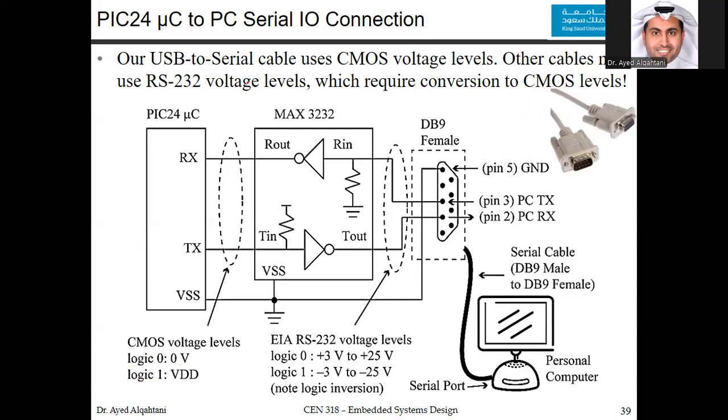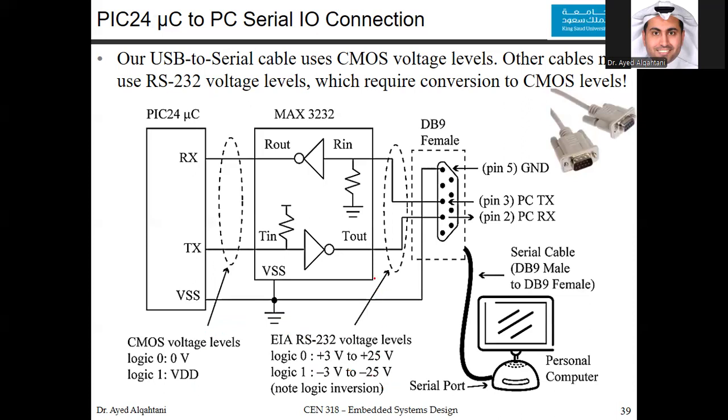The RS-232 voltage level is something different, so you need to convert between this and that. For the RS-232 voltage level, logic 0 is considered from plus 3 volts to plus 25 volts, while logic 1 has a negative value from minus 3 volts to minus 25 volts. So we need to convert for things to work.